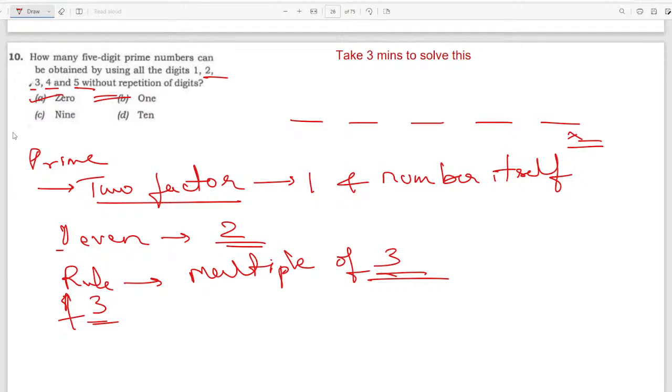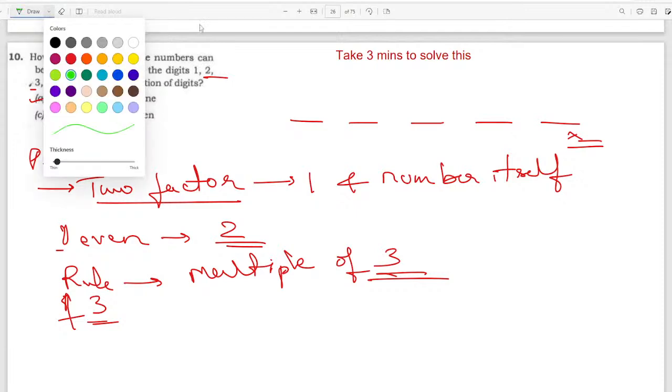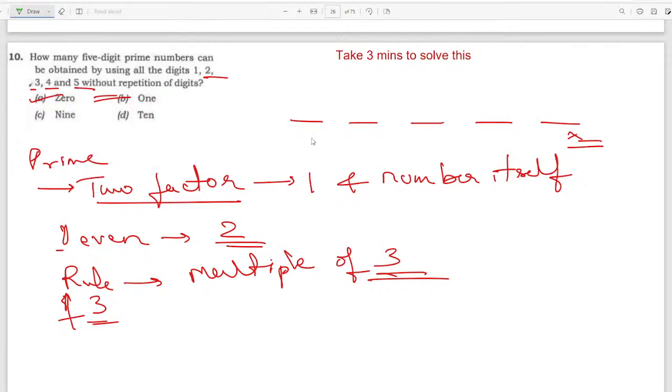Is this question clear? Okay. They have said that they want you to form a 5-digit number using 1, 2, 3, 4, 5, and they want to find out how many prime numbers can be formed.